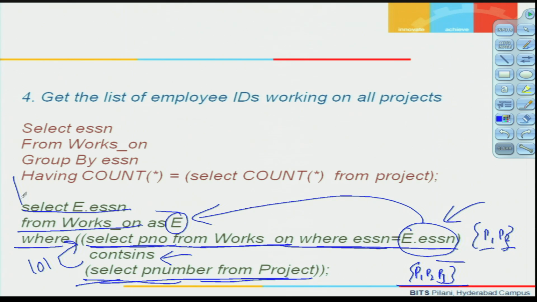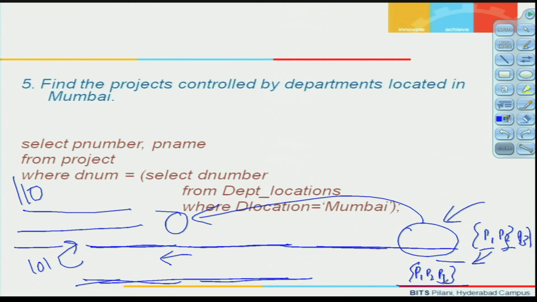Suppose 110 is working with all of P1, P2 and P3, then the result of the first query will be P1, P2, P3. This contains this. That's why 110 will show up in the result. That is how we can use this contains clause.